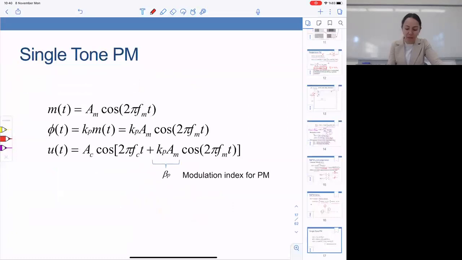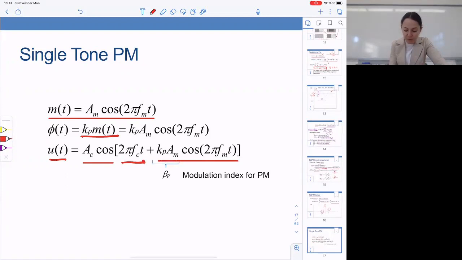Now let's examine single tone PM. The message signal is a single tone, and the phase is simply a scaled version of the message. Therefore, the modulated signal is A_c cosine theta of t, which is 2 pi f_c t plus k_p A_m cosine 2 pi f_m t. In this case, we call this part k_p A_m the modulation index for phase modulation.